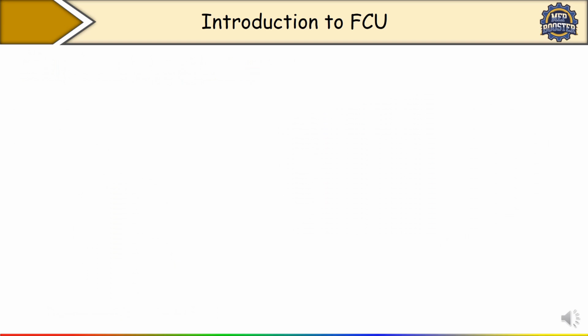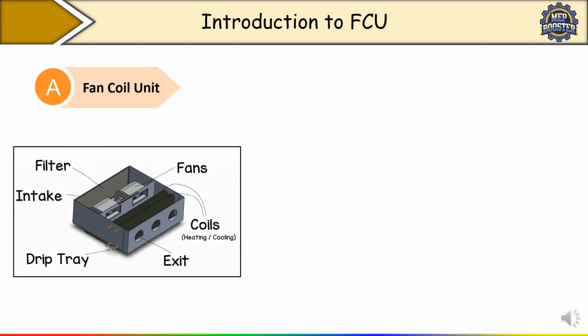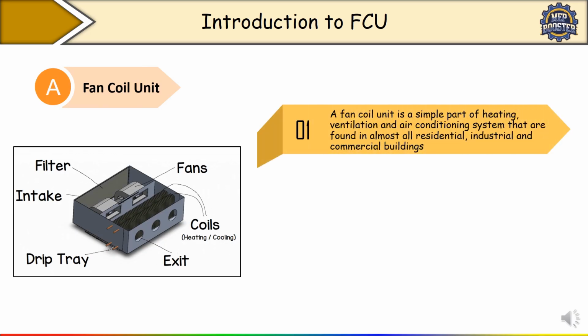So now what is the main purpose of fan coil unit? All of you know that fan coil unit is a type of HVAC equipment generally used to regulate the temperature of a space by circulating air over a coil that can either heat or cool the air. So fan coil unit is a simple part of heating, ventilation, air conditioning systems that are found in almost all residential, industrial and commercial buildings.